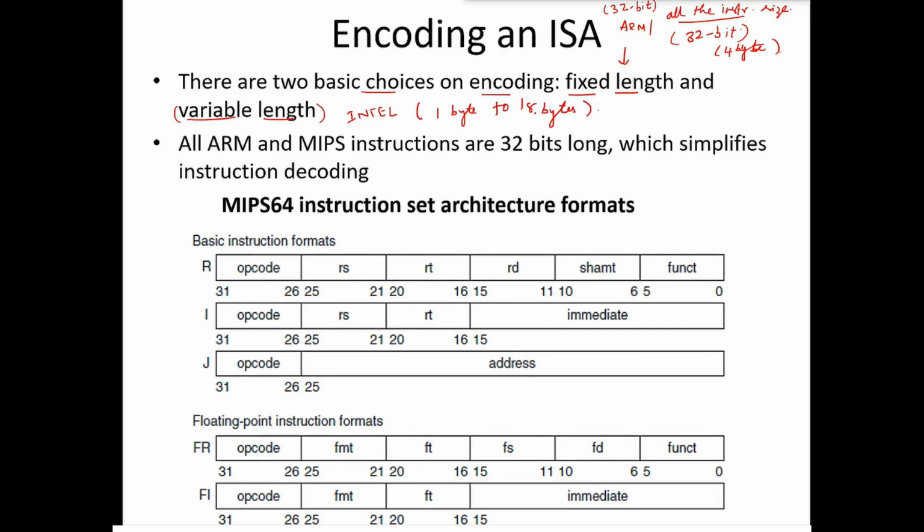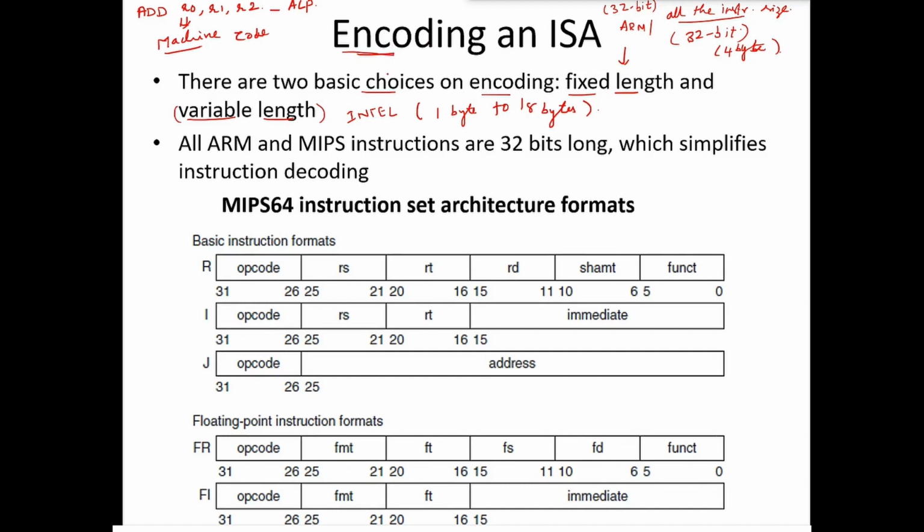Okay, so when you are going for encoding the ISA, there are two cases: one is the fixed length, another one is the variable length. Before that, what is the encoding here? So far, we have these two things: R0, R1, R2. This is the assembly language programming, and it has to be converted to machine code. So this ALP has to get converted to machine code, and that is what we are calling encoding.